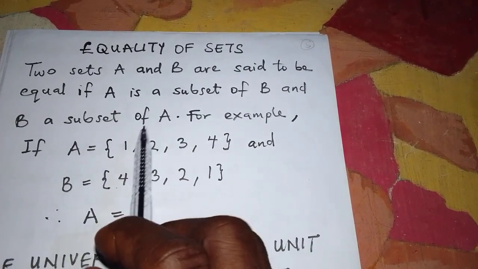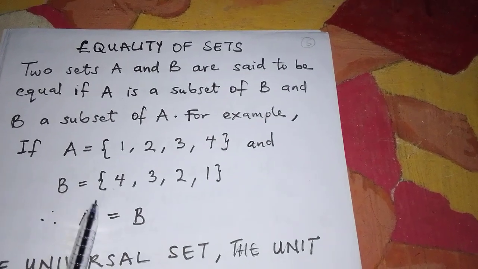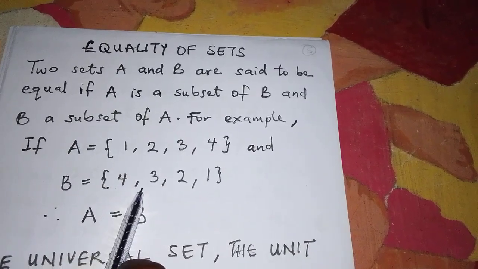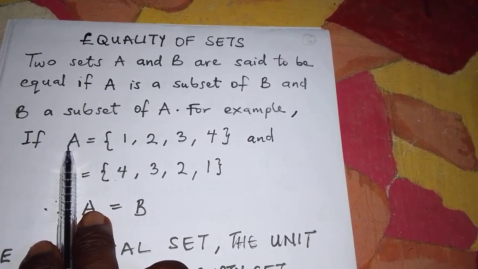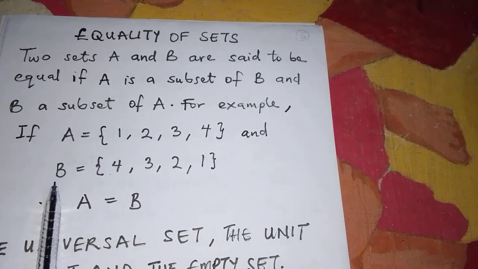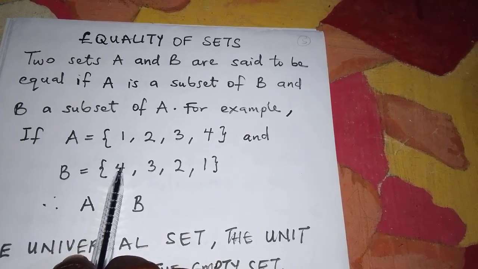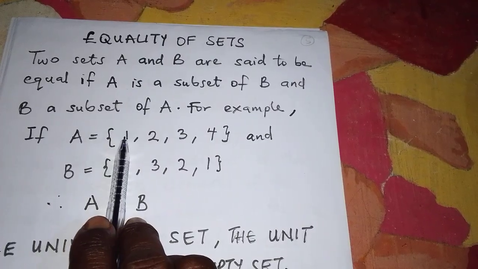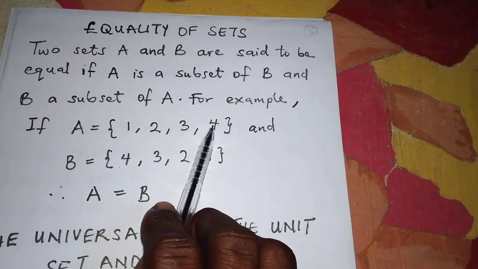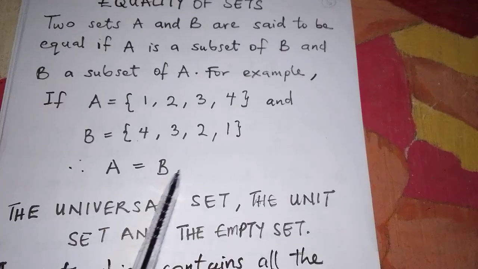Now what we mean by this is this. When all the elements in set A are the same elements in set B, that means the two sets are equal. Now look at it. If in A you have 1, 2, 3, 4, and in set B you also have 4, 3, 2, 1, you can see that all the elements in set A are inside B, and all the elements in set B are inside A. So it means that the two sets are equal. Set A is equal to set B.